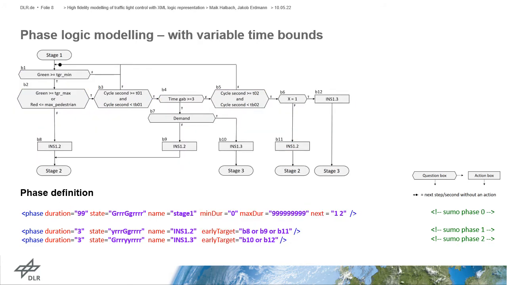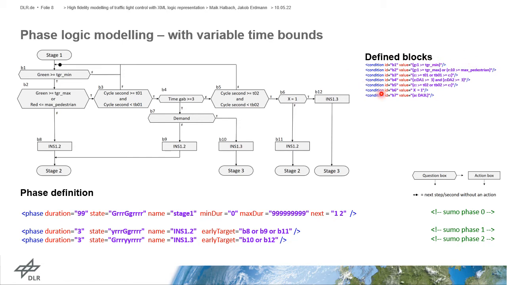I have another example. It's a phase logic with variable time bounds. Here you could see that the time bounds are complex conditions. So we have to use a different approach. And the approach is much simpler than the first one, and it's like a blind version to transcribe all logic elements.